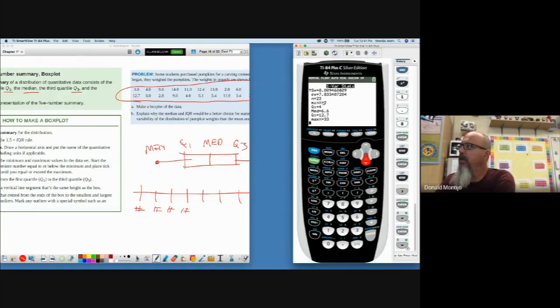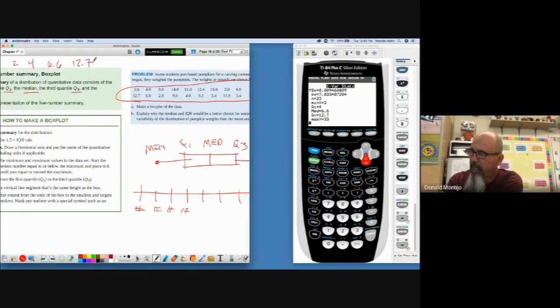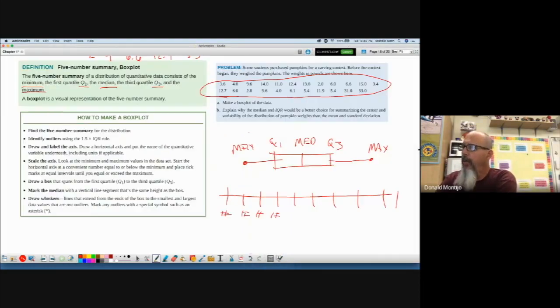So you notice here, it's giving us the 5-number summary. The minimum was 2, Q1 was 4, median was 6.6, Q3 was 12.7, and so on. So I know now that my 5-number summary is 2, 4, 6.6, 12.7, and 33. Now, how can I use that to construct my box plot?